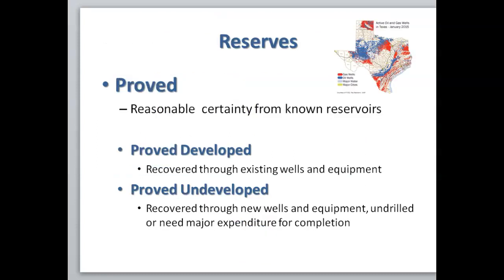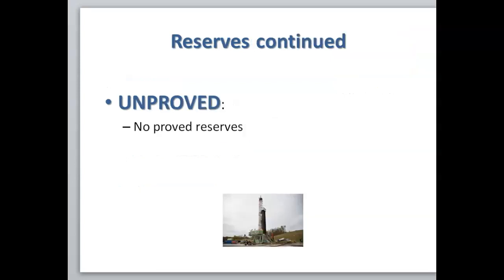To review our types of reserves, we have proved, which have a reasonable certainty from known reserves. Then we have further split into proved developed, recovered through existing wells and equipment, and proved undeveloped, recovered through new wells and equipment, undrilled or needing major expenditure for completion. If the reserves are not proved, then they are considered unproved. And as we discussed in the previous chapters, these are accounted for differently.